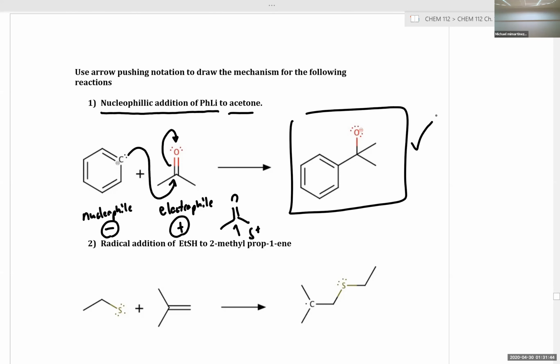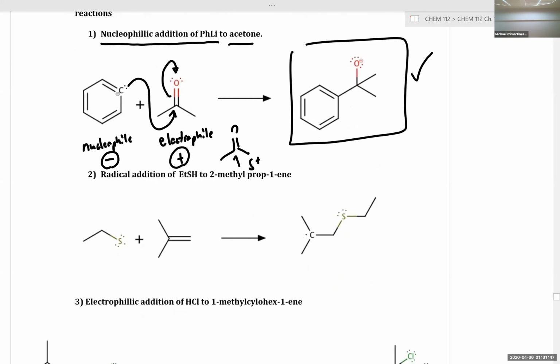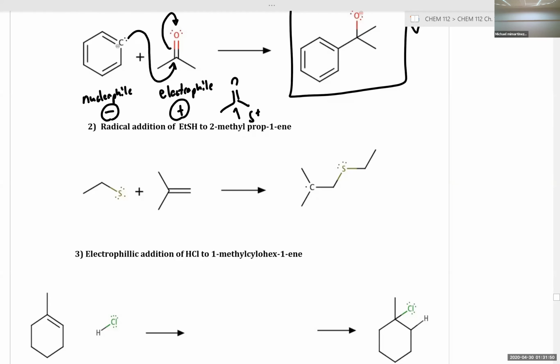Okay, so let's take a moment and I'd like you now to practice drawing the radical addition of ethanethiol to 2-methylprop-1-ene. I just want you to draw the first radical addition step. And remember, for radicals, we draw them with the fish hook notation, half arrow notation, because we're describing the movement of single electrons. So look at your products, look at your reactants, and make sure that you're forming the desired bond. We need a bond between sulfur and this carbon here.